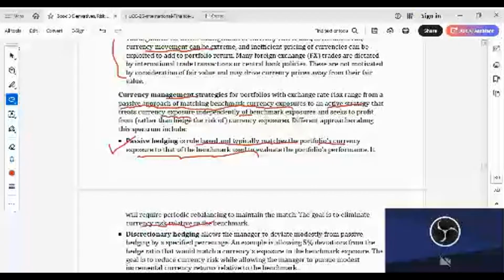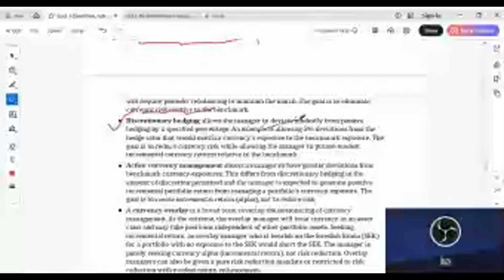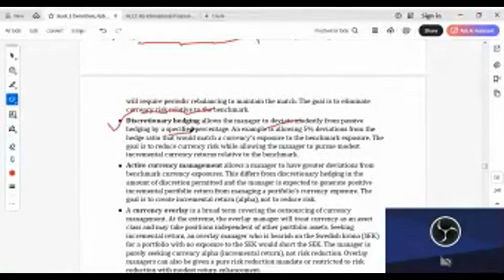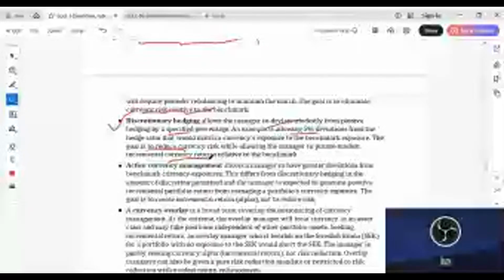Then discretionary hedging. So you are hedging, but deviations from passive hedging by a specified percentage are allowed. Say 5% deviations are allowed, while allowing the manager to purchase.